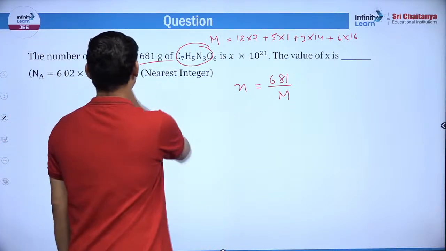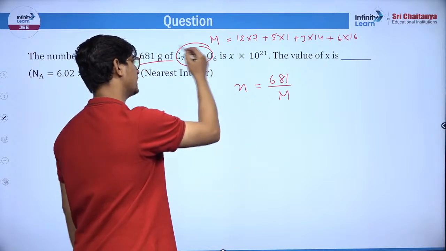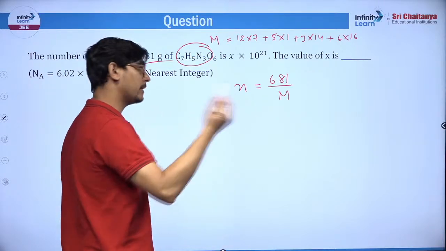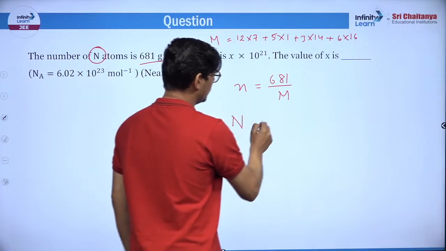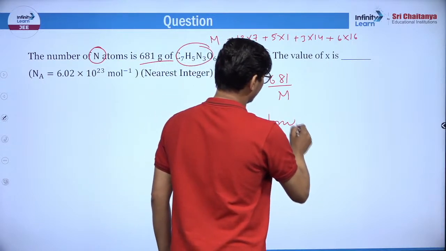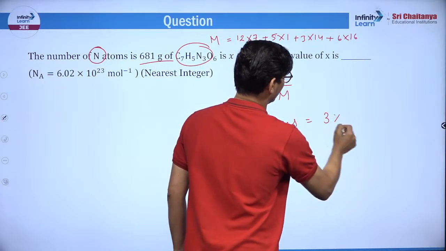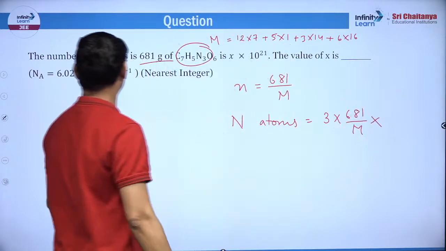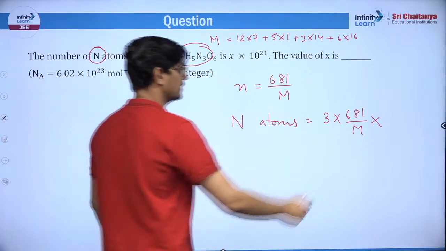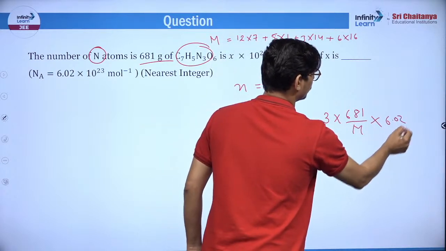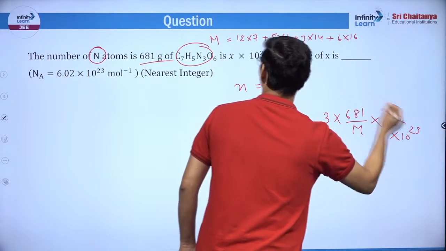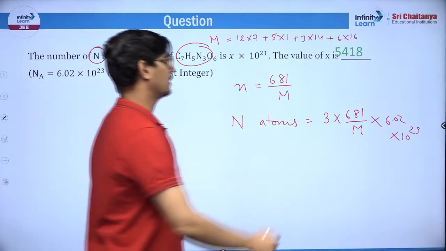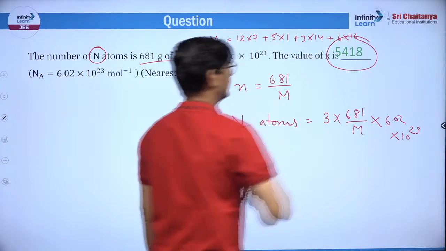Next, we are talking about the number of nitrogen atoms. How many nitrogen atoms are there? 3, okay, per molecule. And per mole, how many nitrogen atoms will be there? So it's very easy. The number of nitrogen atoms would be 3 multiplied by 681 by M multiplied by Avogadro number, which we have to take as 6.02 into 10 raised to the power 23. So you can calculate that. Your answer will come out to be 5418.